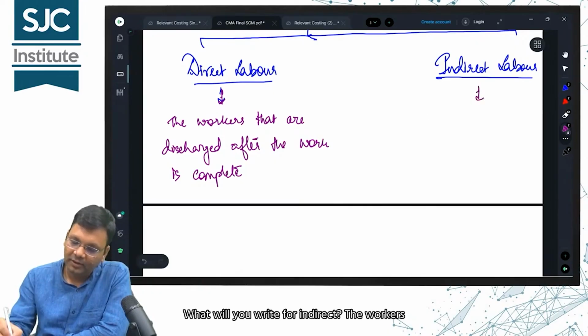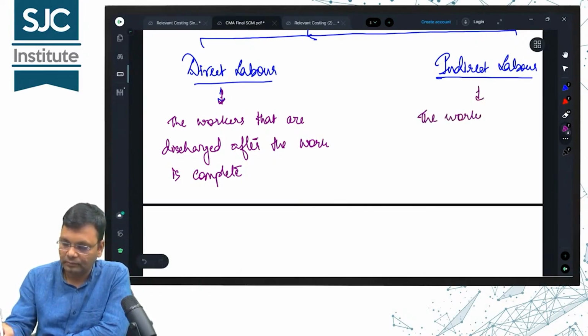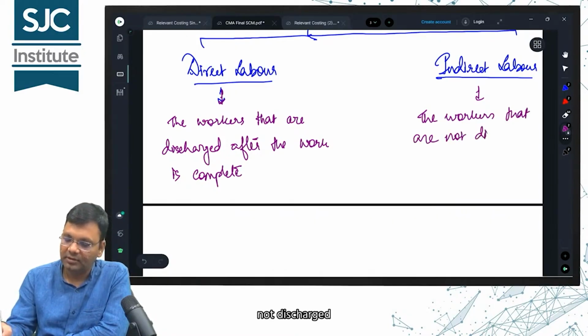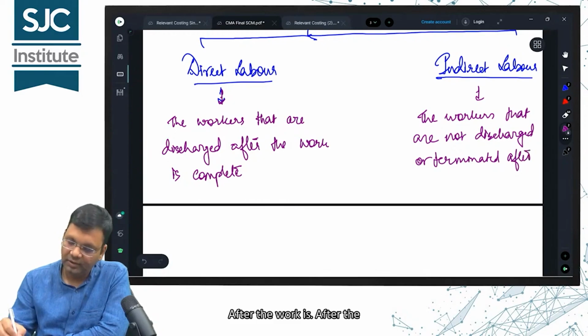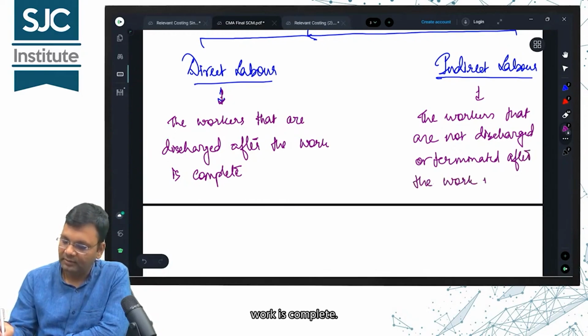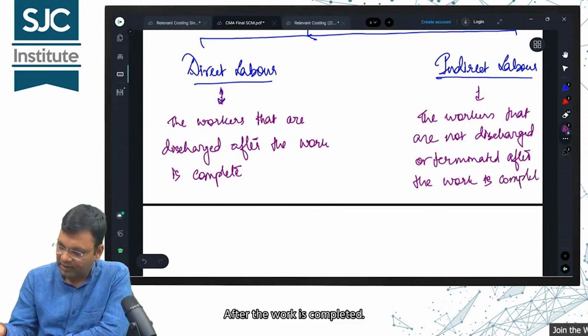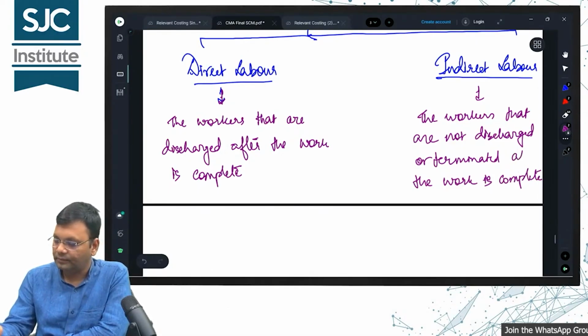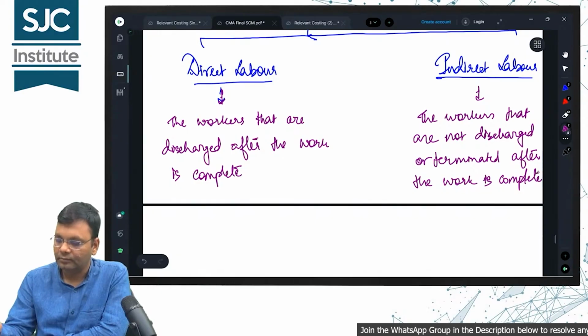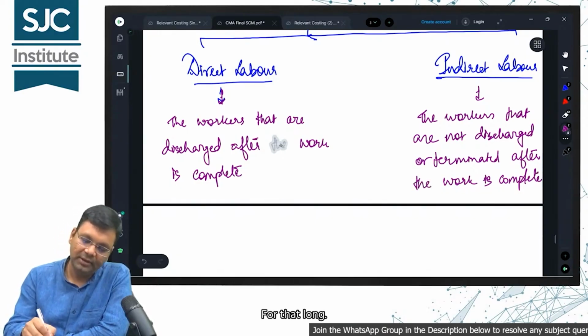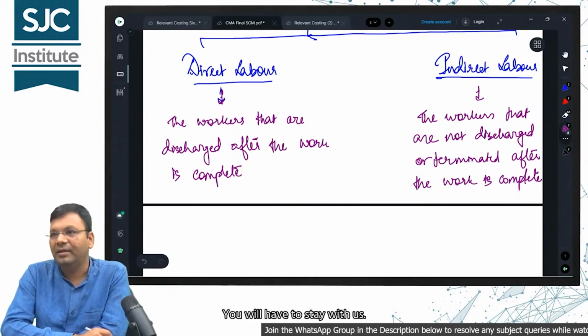Okay. What will you write for indirect? The workers that are not discharged and terminated after the work is complete. After the work is completed, we won't give you leave. As long as you are kept, for that long, you will have to stay with us.